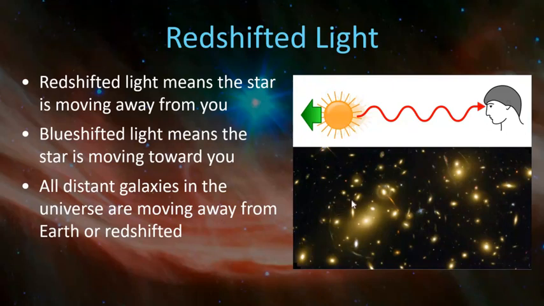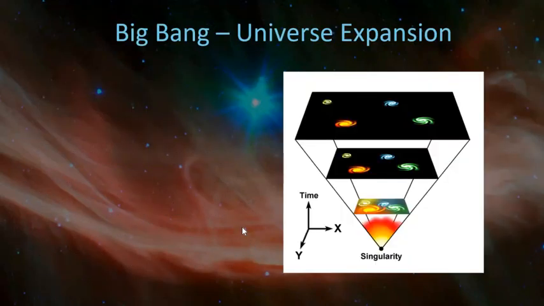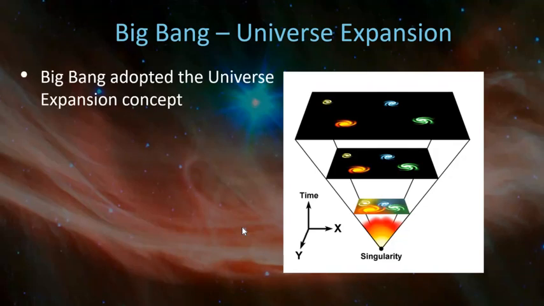Now, all distant galaxies in the universe are moving away from Earth, or redshifted. And the farther we look, the faster everything is traveling. And this is what the Big Bang used, or adopted, after it was found that the universe was expanding. The Big Bang did not forecast this. It was already in place before the Big Bang theory came out, and they adopted this concept.